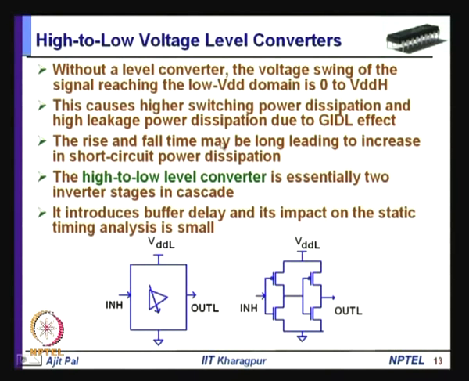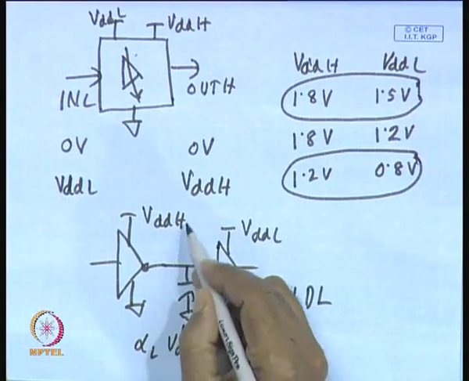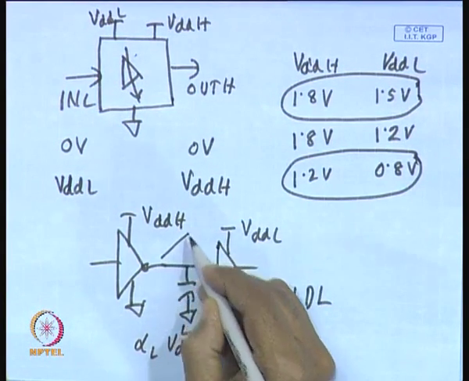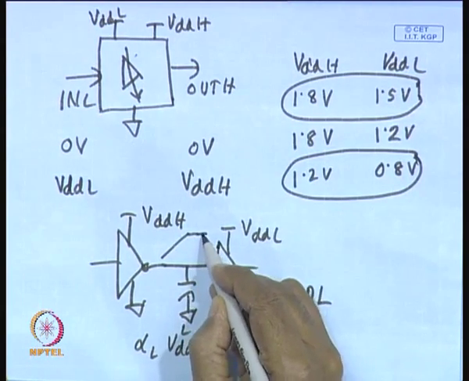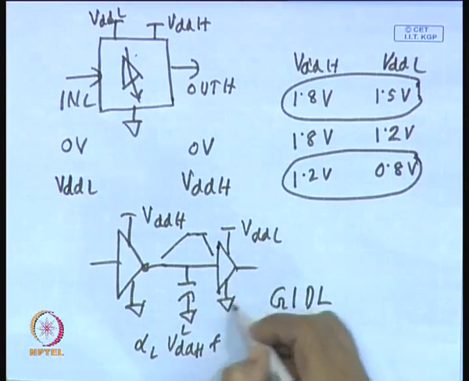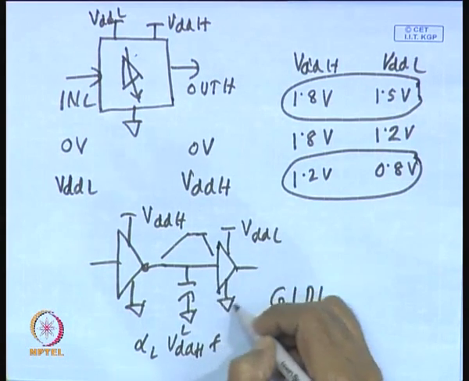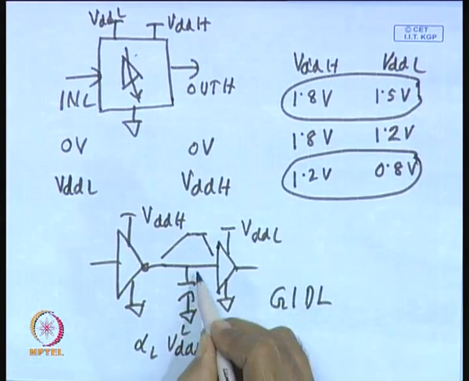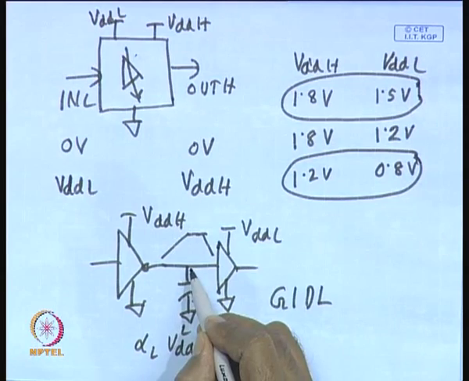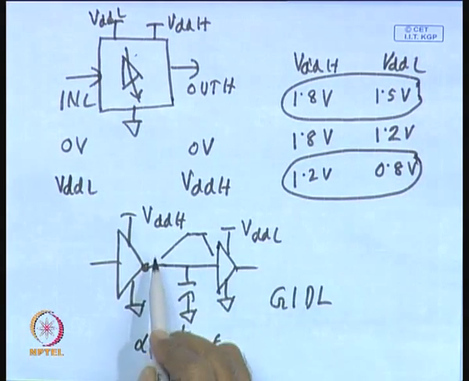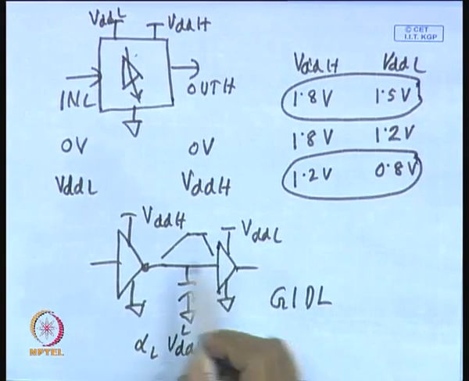Another problem is that the rise and fall times may be long, leading to an increase in short circuit power dissipation. Since the signal is changing over a larger voltage, the rise and fall times may be a little long, and that may lead to short circuit power dissipation in this stage. Because of all these reasons, it is necessary to insert a level converter even when the signal is passing from a high voltage domain to a low voltage domain.